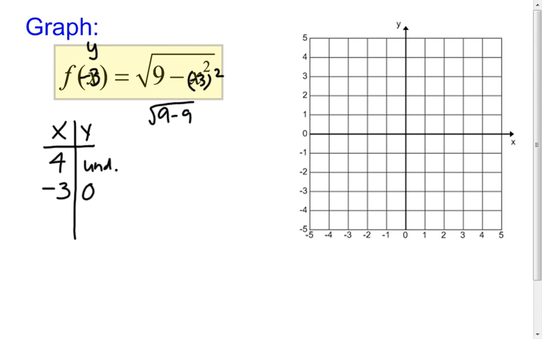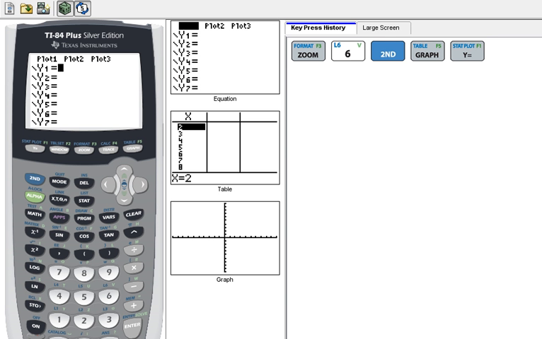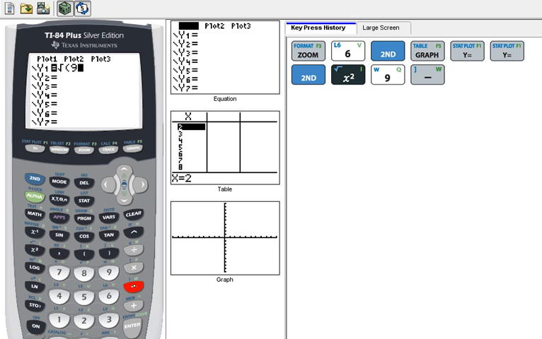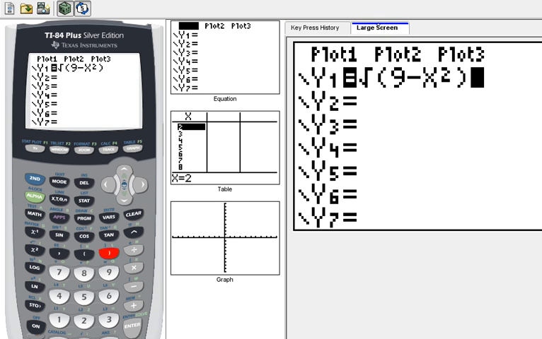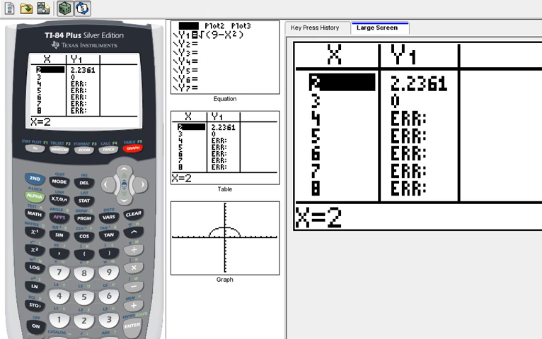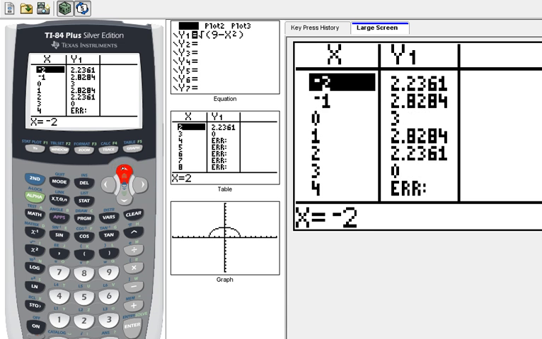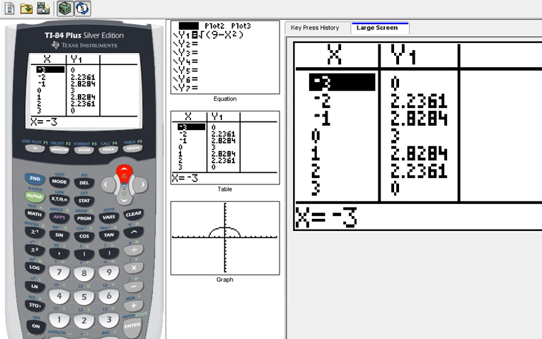So if you look at your tables, first of all, I need to put this function into my y equals. So I'm going to go up to my y equals, and I will put in the square root of 9 minus x squared. Okay, then I'm going to go to my table up here. Notice it's undefined for x values that are 4, 5, 6, 7, 8. It does give me decimal values for some of these other numbers in between.